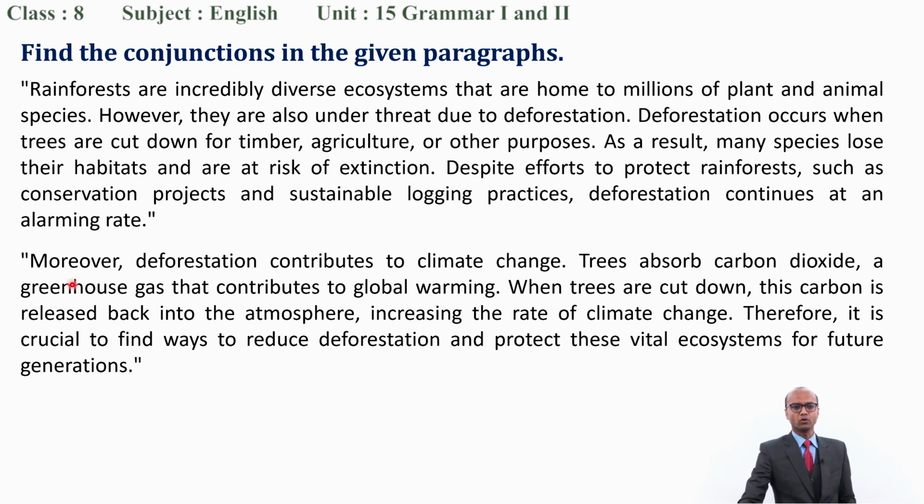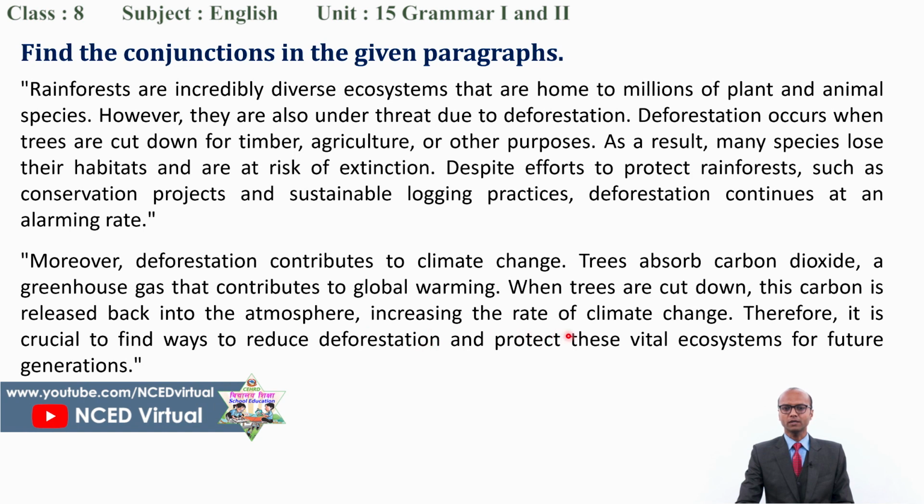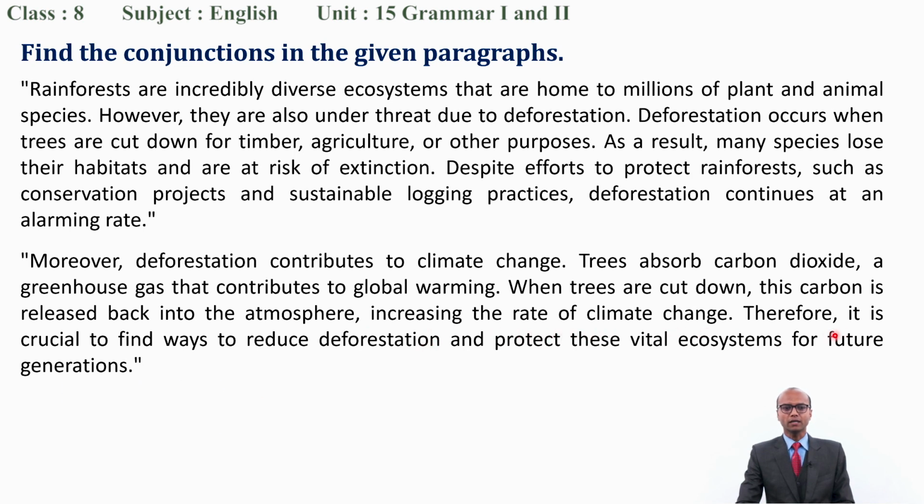Second paragraph. Moreover, deforestation contributes to climate change. Trees absorb carbon dioxide, a greenhouse gas that contributes to global warming. When trees are cut down, this carbon is released back into the atmosphere, increasing the rate of climate change. Therefore, it is crucial to find ways to reduce deforestation and protect these vital ecosystems for future generations. Now, would you please suggest which words are the conjunctions?